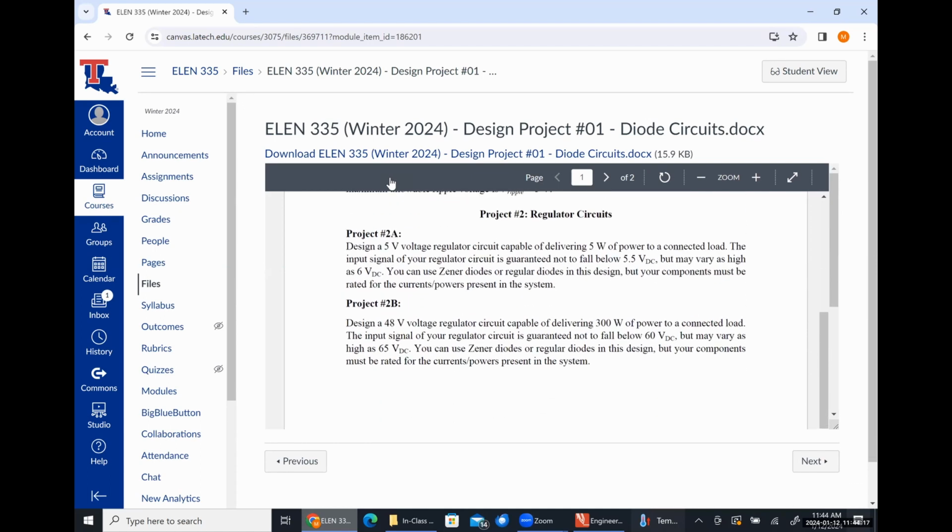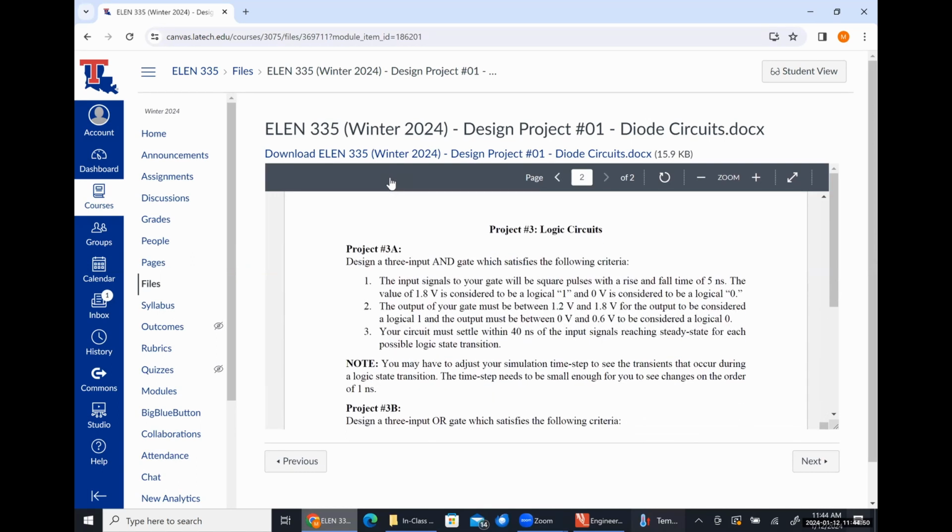The second project is a voltage regulator project. So it's either a 5 volt voltage regulator delivering 5 watts of power, something like the voltage regulator you would see for an Arduino or a microprocessor, or a 48 volt voltage regulator delivering 300 watts of power that would be used in a telecommunications system, because they regularly use 48 volts DC for their systems. So this would be like a voltage regulator for a radio transmitter.